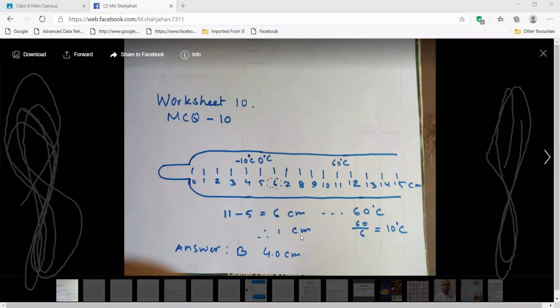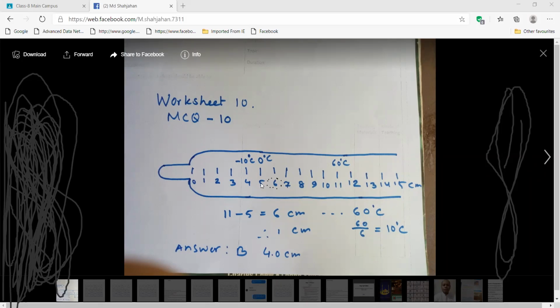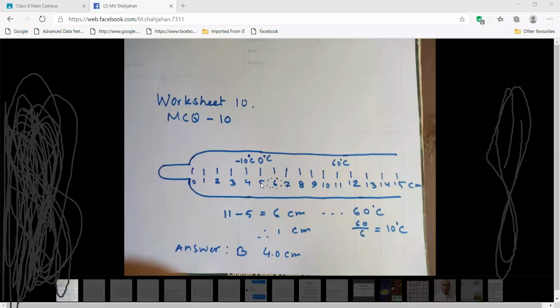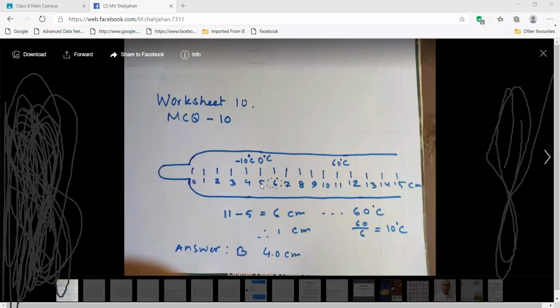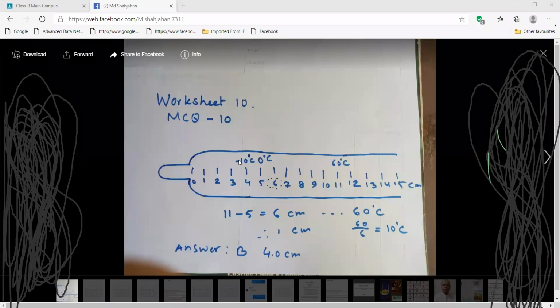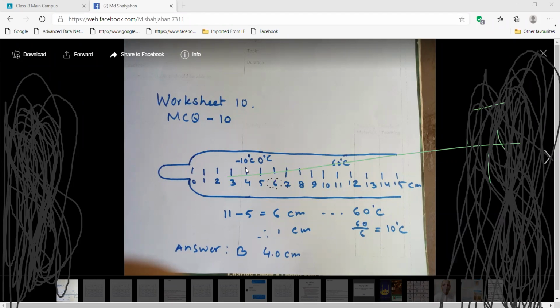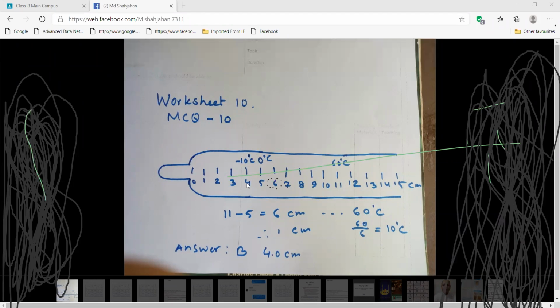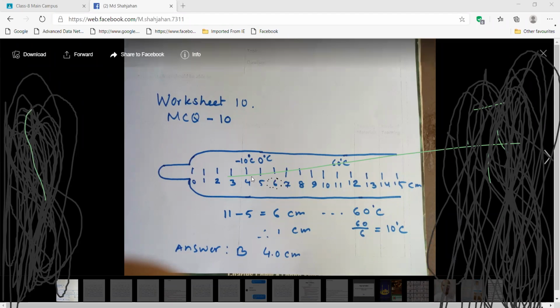And for 1 centimeter, it will be how much? 10 degrees Celsius, right? They are asking us about 4. So 4 is 1 less than 5, isn't it? So 1 centimeter less, then it is minus 10, right? They are saying at minus 10 degrees Celsius, what will be the reading? So it is 4.